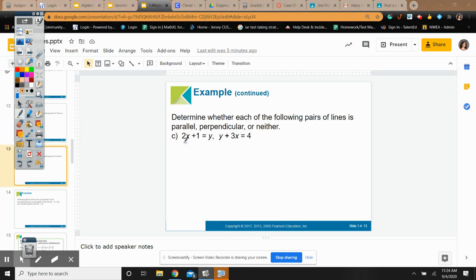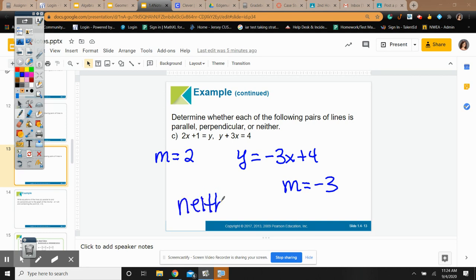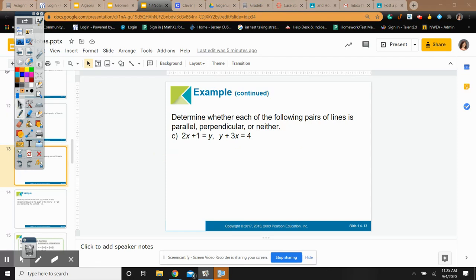One more example. y is already by itself in the first one. The slope is 2. If I get y by itself in the second one, I would subtract the 3x, and the slope is -3. They're not the same. They're not opposite reciprocals, so these lines will just cross. They are neither parallel nor perpendicular.